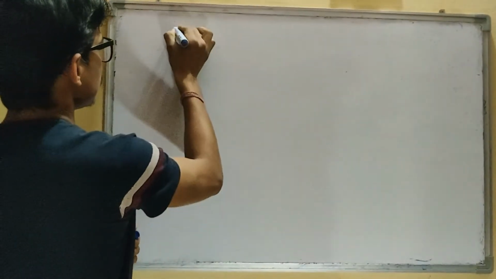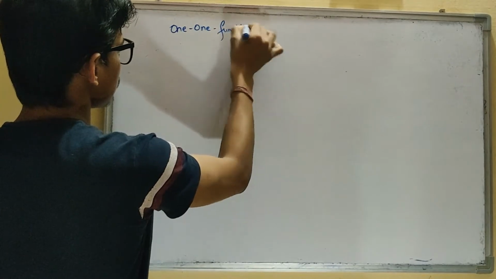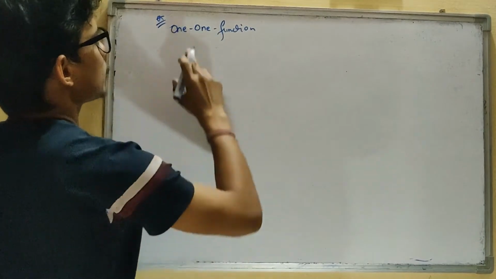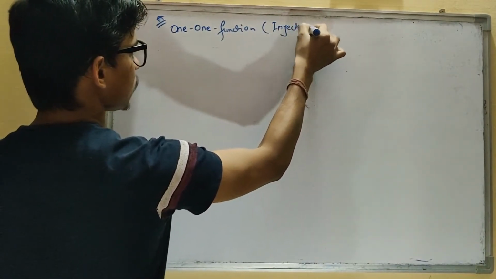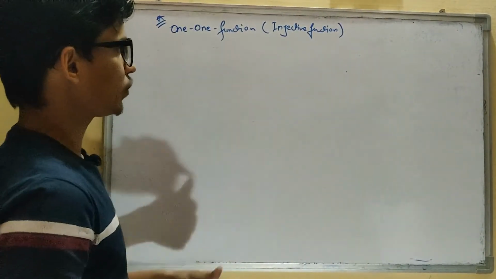So you know why we require a one-one function. For a function, if the inverse exists, then it should be one-one. I think you must know about it; in 11th class you might have learned about this. So a one-one function is also known as an injective function.